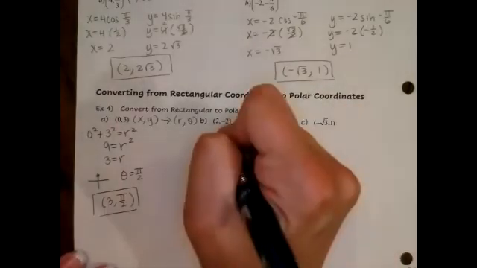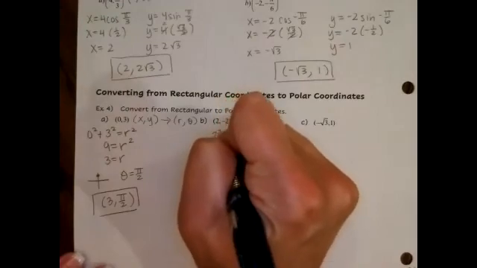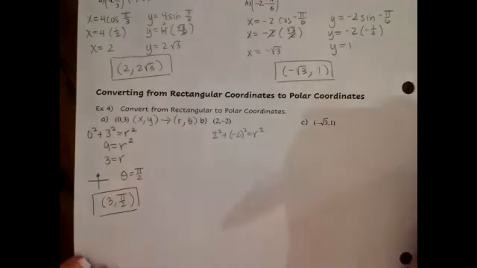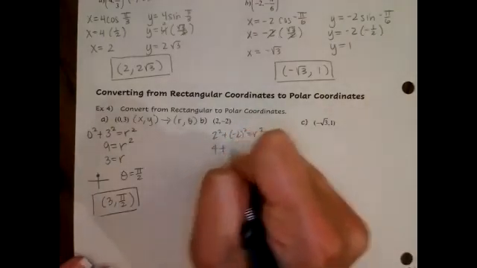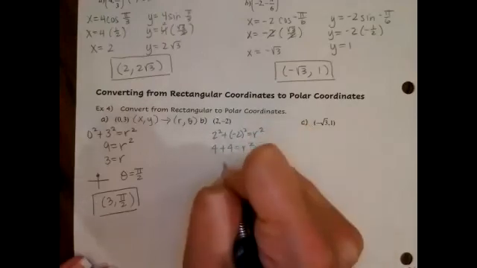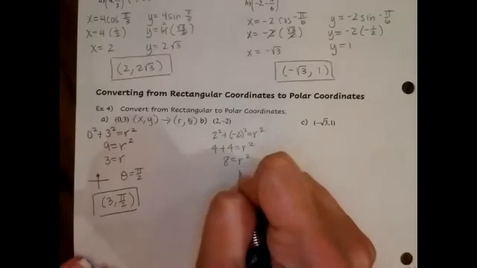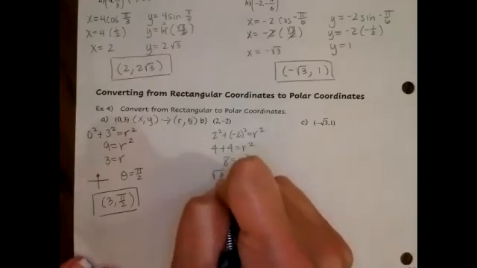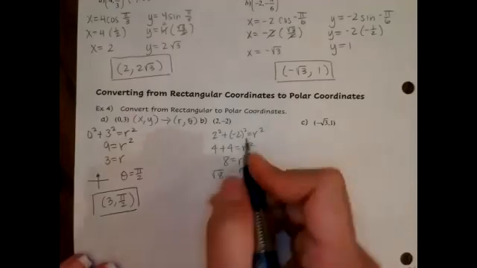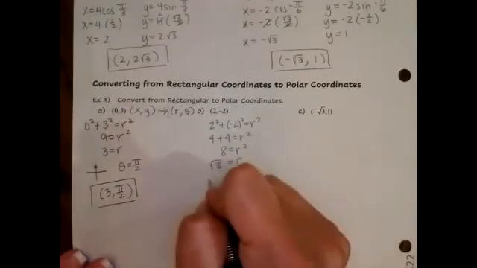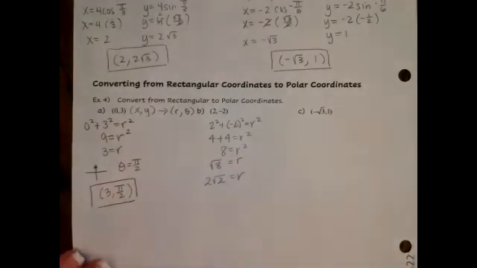Let's try another one. So here we get 2 squared plus -2 squared is equal to r squared. 2 squared is 4, -2 squared is 4. And so we get 8 is equal to r squared. We take the square root of both sides and we get the square root of 8. Now this can be simplified. Remember, your biggest perfect square that goes into that is 4. And so the square root of 4 is 2, and 4 times 2 is 8. And so that would be our simplified radical form.